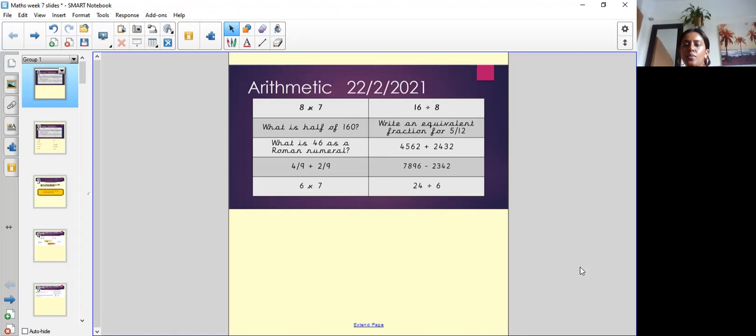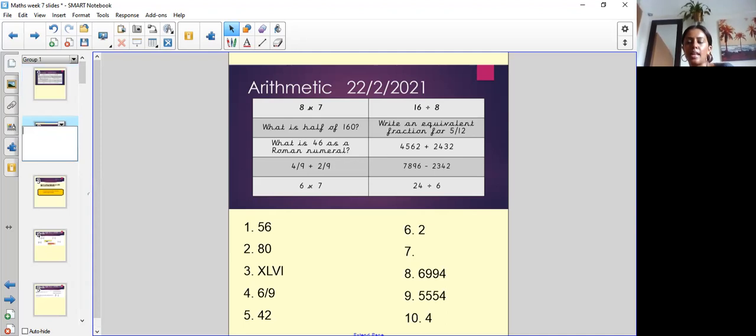Number 8, 4,562 add 2,432. Number 9, 7,896 add 2,342. And number 10, 24 divided by 6. So have a go at these questions. Remember, pause the screen, and when you play it, I will then reveal the answers to you.